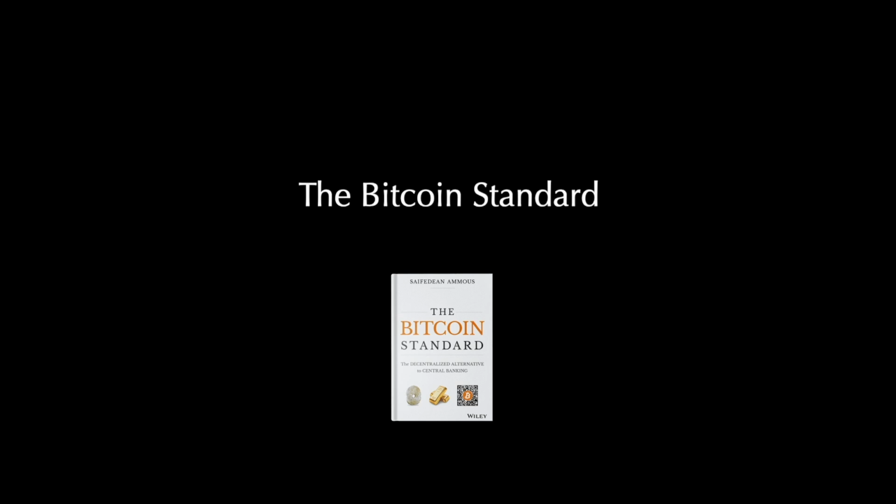This video is a summary of The Bitcoin Standard, a book by economist Saifedean Ammous. If you had to read only one book about Bitcoin and Austrian economics, this is the one to read. Chapter 1. Money.